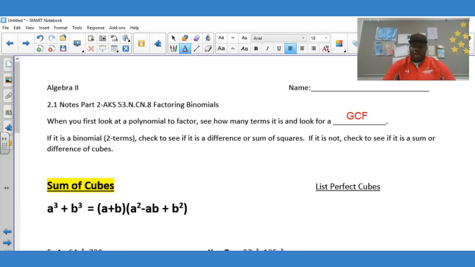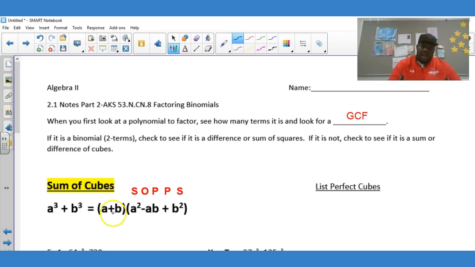Before we start, Miss Stinchcomb came up with a little acronym that I like. I'm going to start introducing it, and it's called SOPs. Let me show you what she means. I'm going to use my visual here so you can have a better idea. Right here, you have this sum of two cubes, because it's a plus.